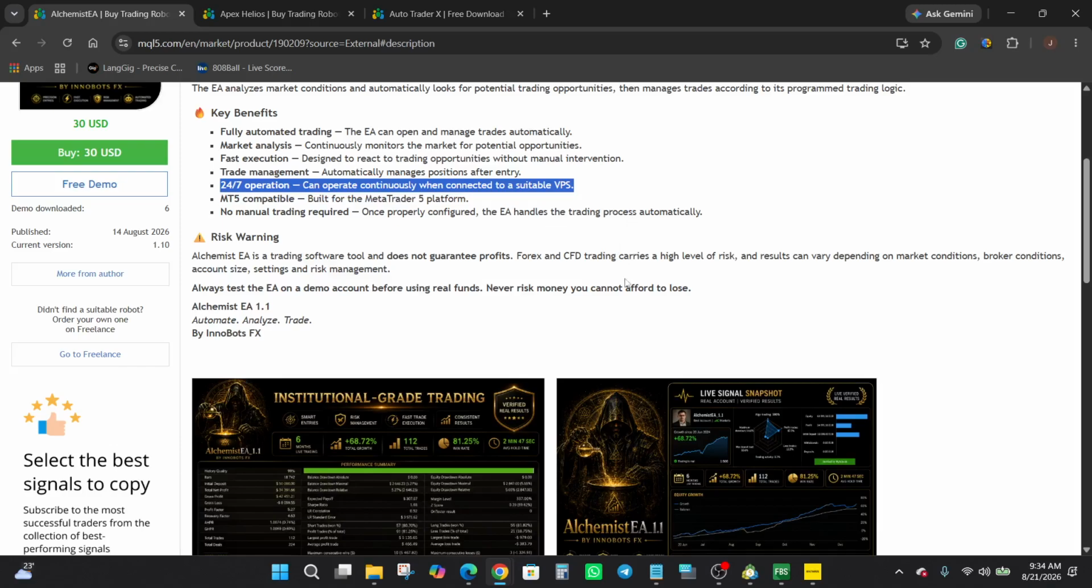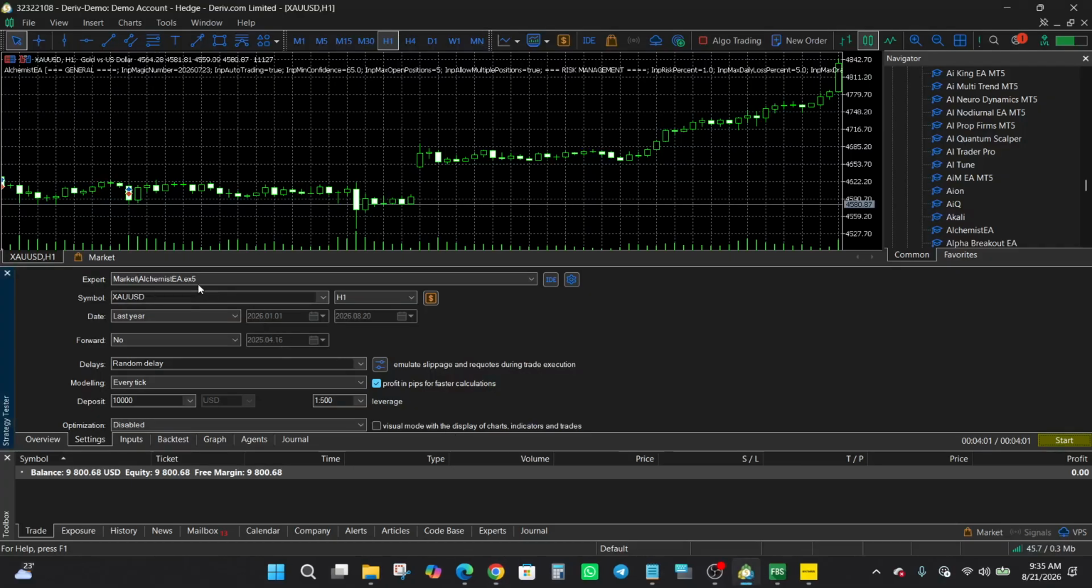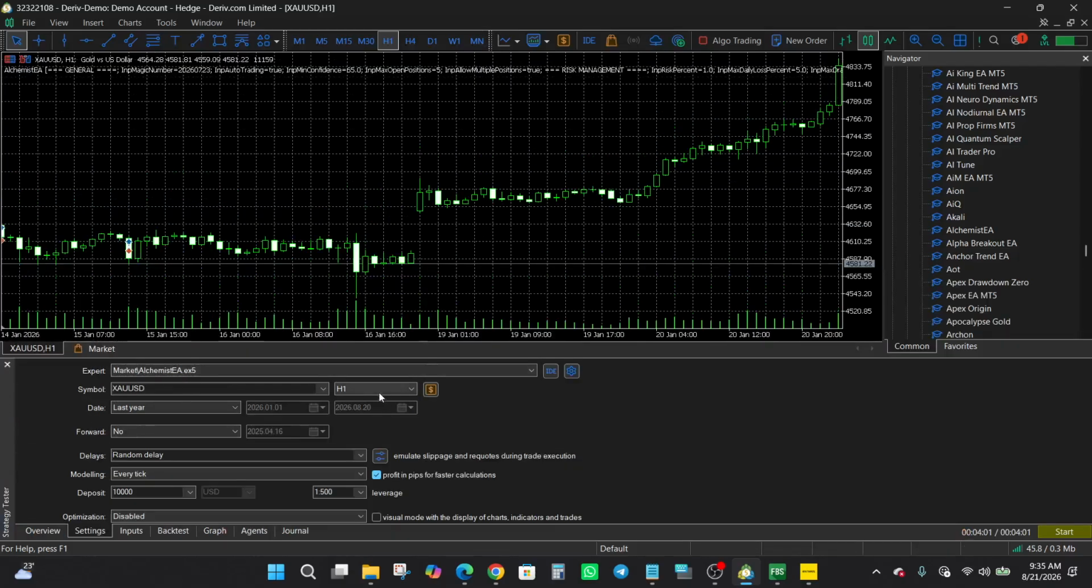But we are going to go to our strategy tester right away to see how this expert advisor performed. Okay, so I backtested the Alchemist EA. I backtested it on XAUUSD on the H1 time frame, and the test was done over the past about 8 months, from 1st January 2026 till 20th August 2026, which is basically till date, because as at the time of recording, the date is 21st August.